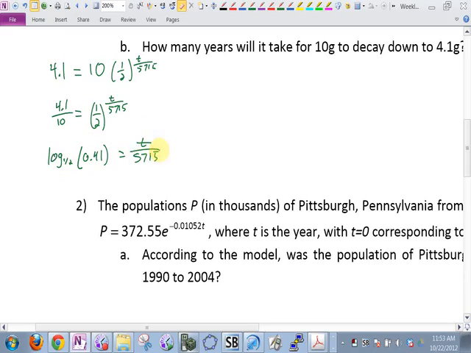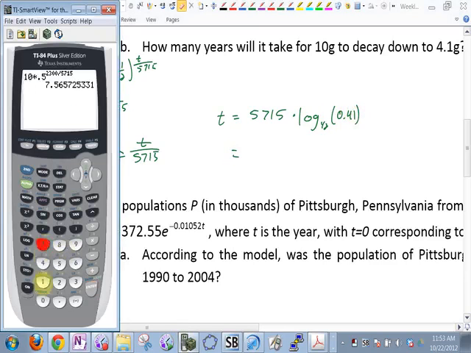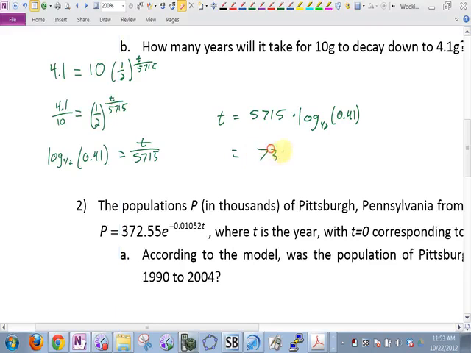So you get the log base 1/2 of 0.41 equals t divided by 5,715. And then you just multiply. So you get t equals 5,715 times the log base 1/2 of 0.41. So 5,715 times the log base 1/2 of 0.41. And you should get 7351.228. And that would be years.